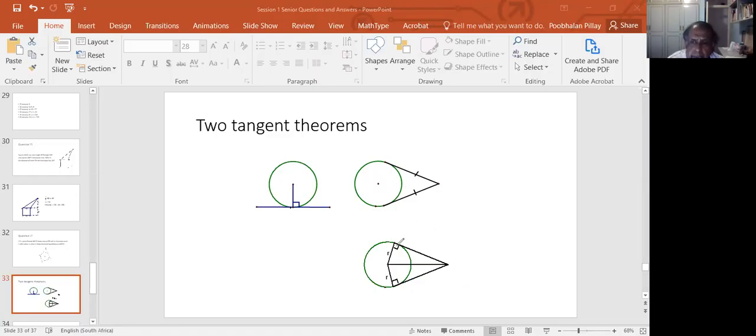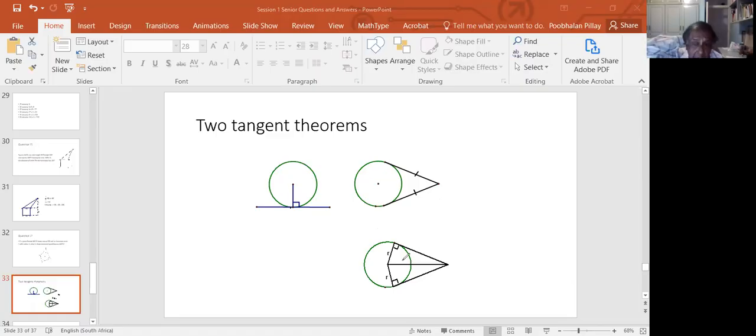The reason why they are equal is, suppose I've got these two tangents. I'm not going to say they are equal yet. And then I join these as we have got there. And this means that this radius is perpendicular here. And this one is also perpendicular.